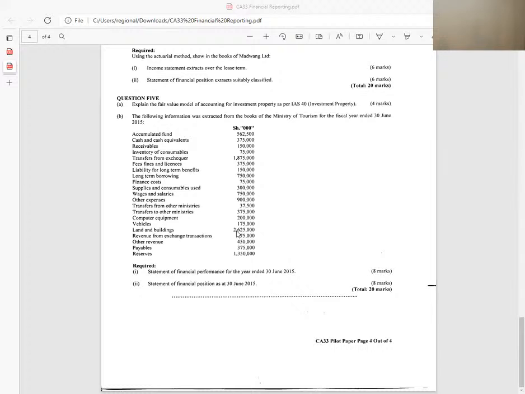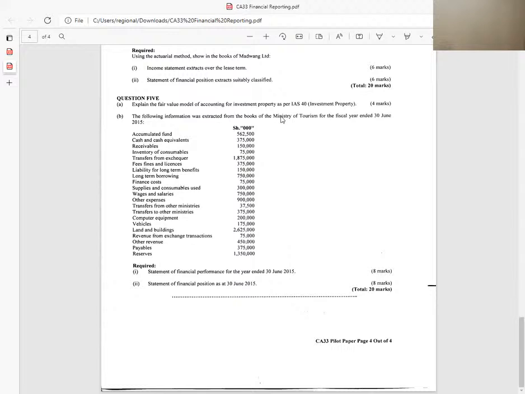Finance cost, this is an expense. It has to go to the performance. Let me see what they said. Thank you very much. Performance. Please don't write SP, since both of them are SP: statement of financial performance and statement of financial position. So performance. Thank you very much.